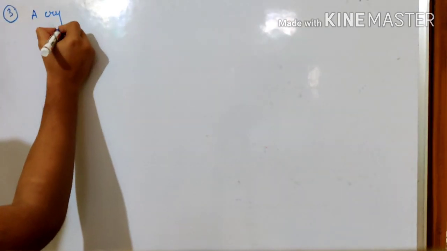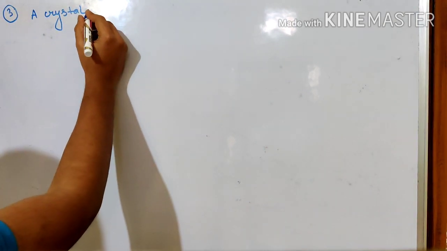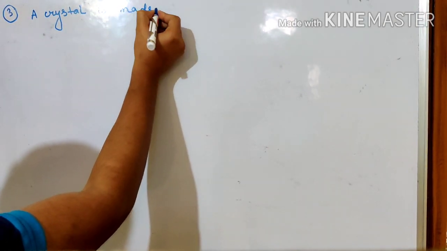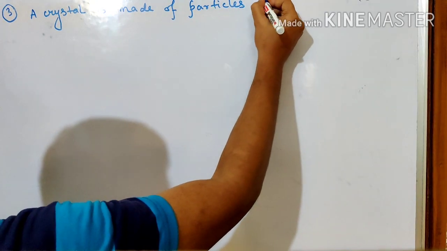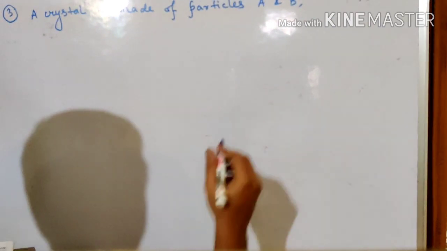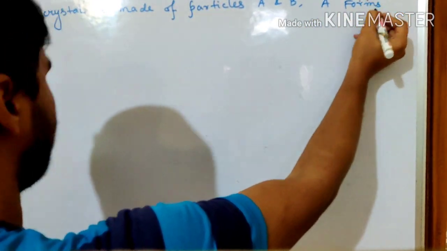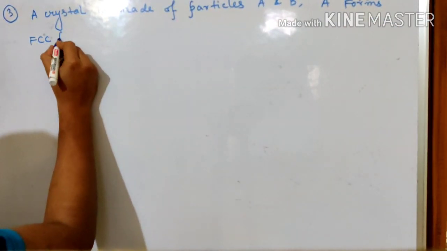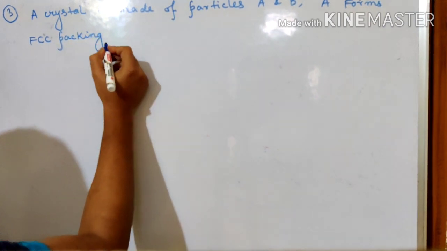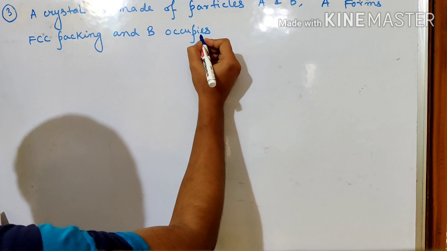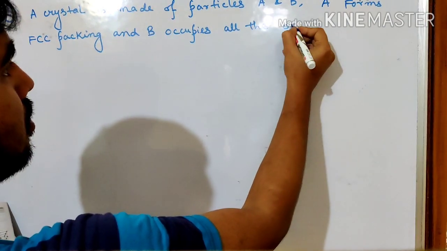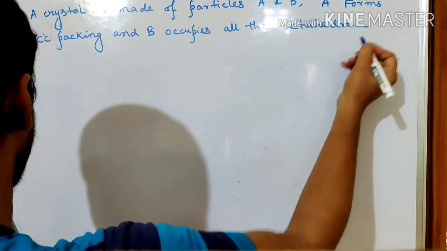Next one is also an advanced level problem. The question goes like this: a crystal is made of particles A and B. A forms FCC packing, and B occupies all the octahedral voids.